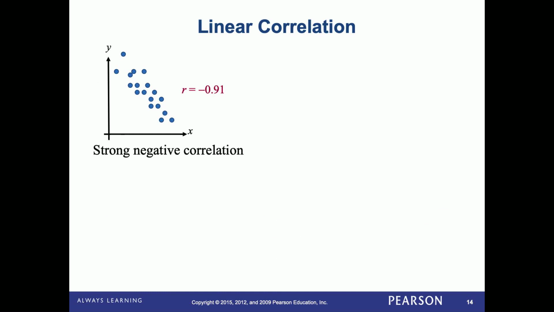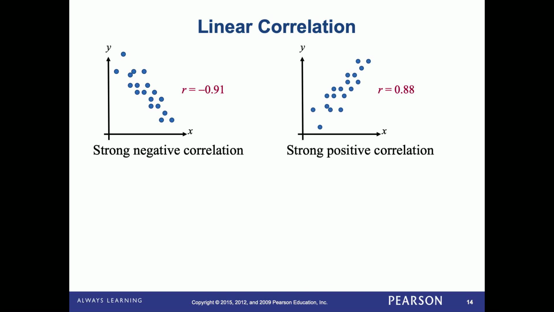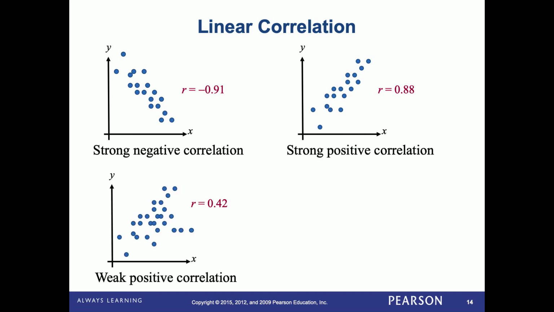So this data, which is going downhill, is a -0.91. That's pretty strong. Later on, we're going to test to see how strong things are. But right now, as a rule of thumb, if you are -0.8 or better, it's pretty strong. This is a 0.88, which is a strong positive correlation. This is a 0.42. Notice it's below 0.5, so it's weak. It's kind of going uphill, kind of.